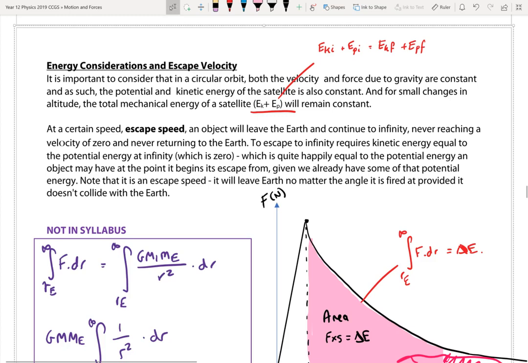Uniform circular motion is easy because that is a constant speed, constant radius. Constant speed means that your kinetic energy remains the same. Constant radius means that your height above the Earth, or object that you're orbiting, also remains the same. But not all orbits are perfectly circular.